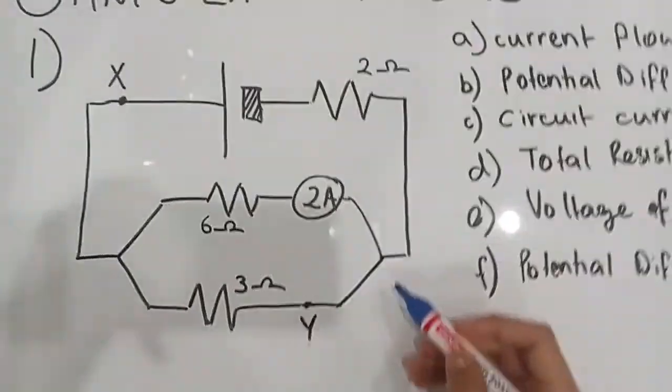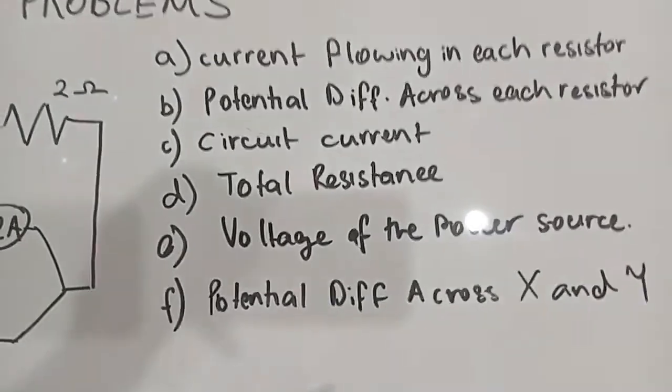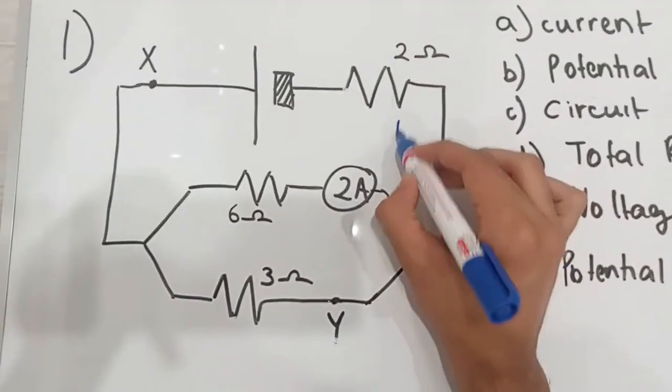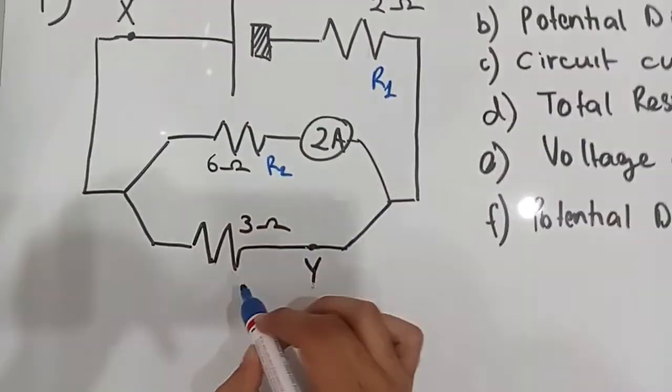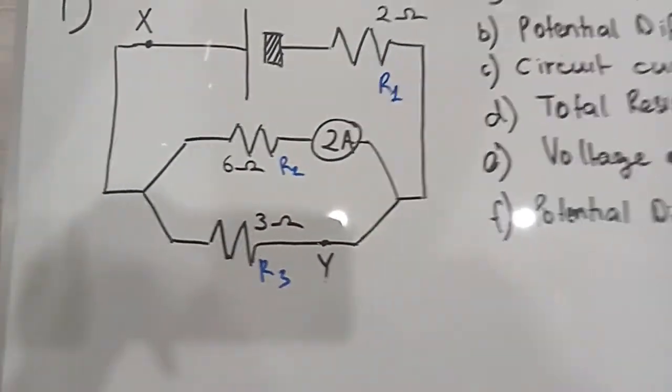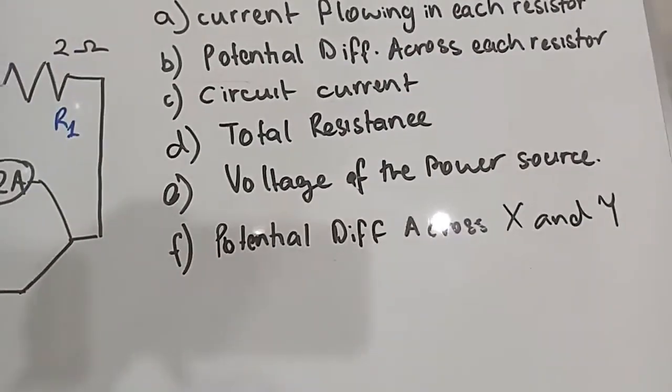Now let's do a problem. This is our circuit and these are our problems. Let's solve them one by one. But before we do that, let's name our resistors. Let's call this resistor 1, this can be resistor 2, and this can be resistor 3. Our first question is the current flowing in each resistor.